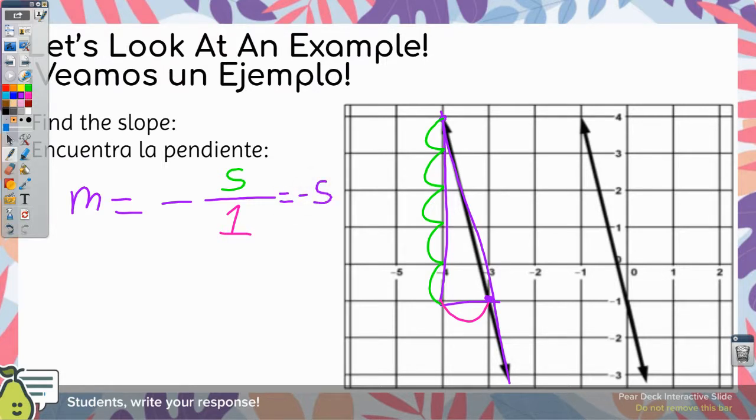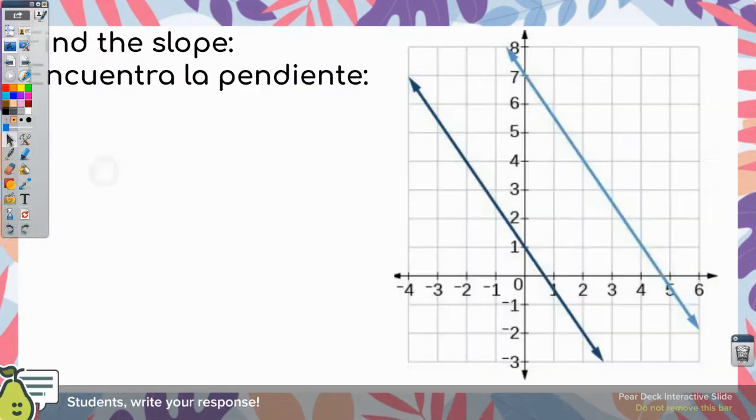And guess what? You're done. There's no flipping, no nothing. That is the slope for both of them. What I want you to do, I want you to try this one out.